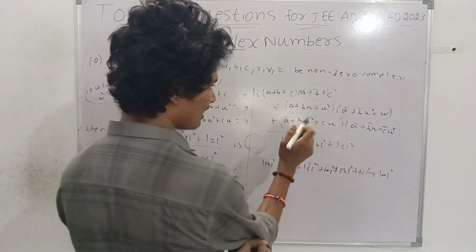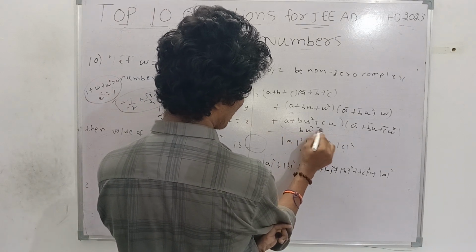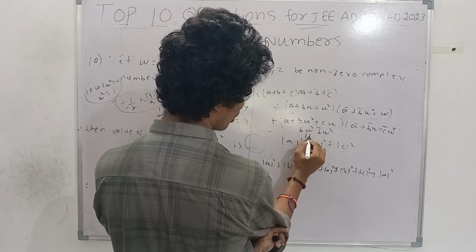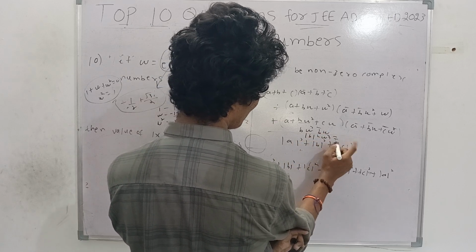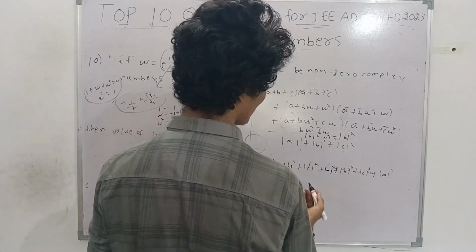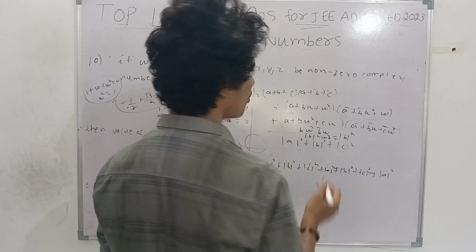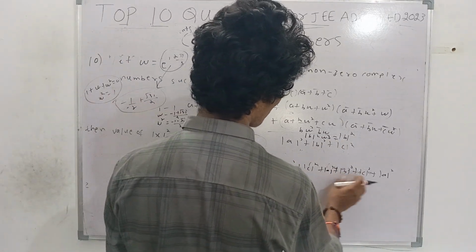Listen carefully, guys: b omega square into b bar omega. b into b bar is mod b square, and omega square into omega is omega cube. Omega cube value is 1, so we get mod b square. That is the reason I am multiplying these two things, because we know the omega cube value is 1. So we get mod a square plus mod b square plus mod c square in each case.